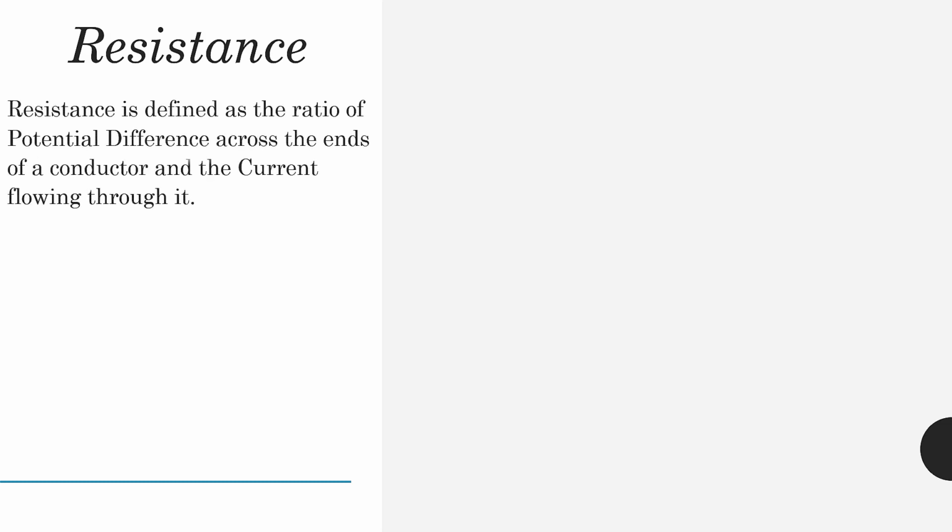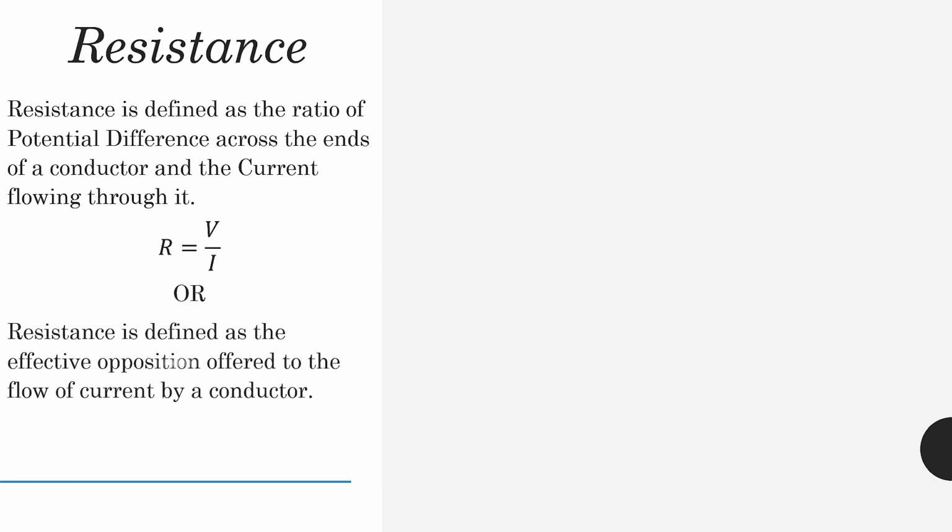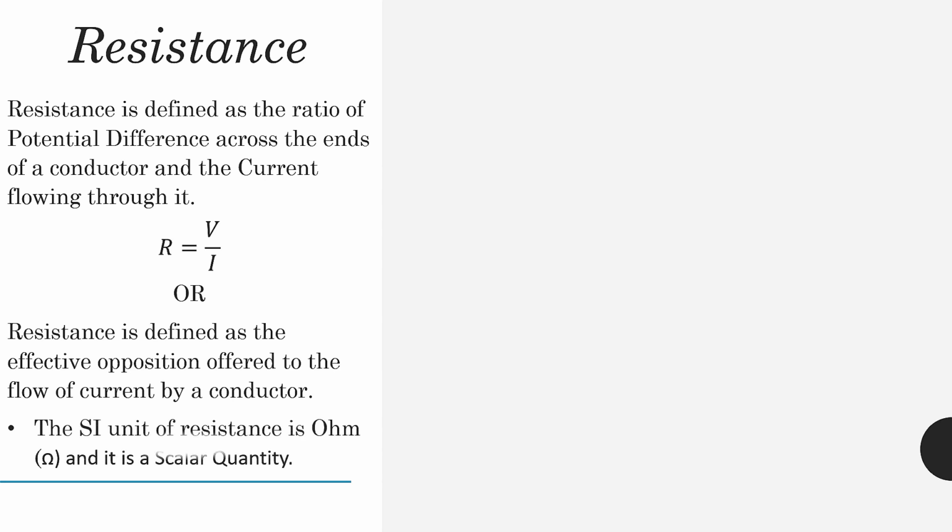Resistance. It is defined as the ratio of potential difference across the ends of a conductor and the current flowing through it, that is R equals V by I. Or it can also be defined as the effective opposition offered to the flow of current by a conductor. The SI unit of resistance is ohm and it is a scalar quantity.